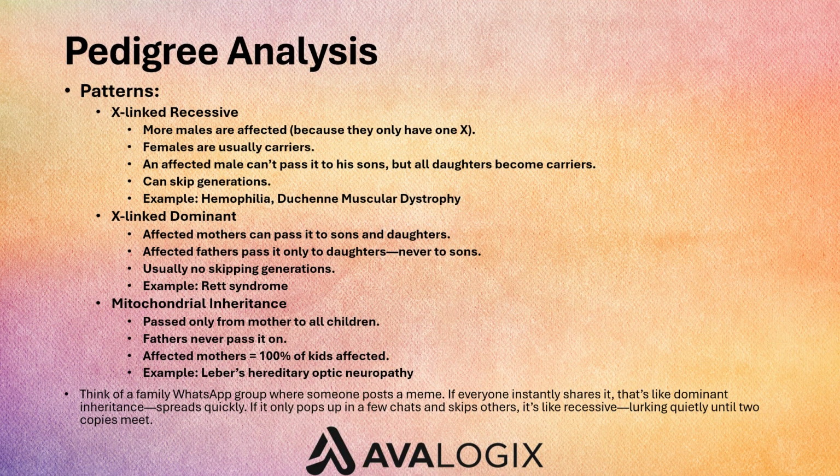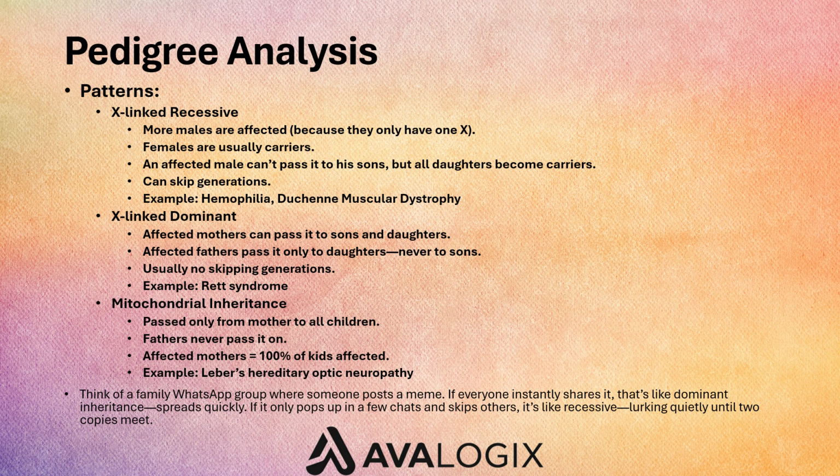3. X-linked recessive. More males are affected because they only have one X. Females are usually carriers. An affected male can't pass it to his sons, but all daughters become carriers. Can skip generations. Brain example: hemophilia, Duchenne muscular dystrophy. NEET clue: if the disease jumps a generation and mainly affects males, it's probably X-linked recessive.